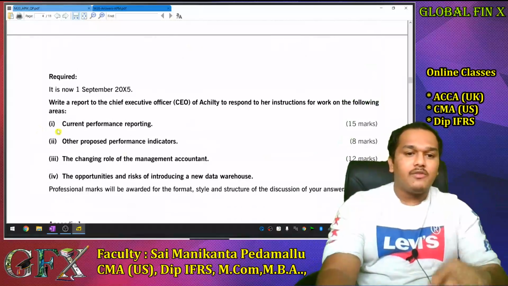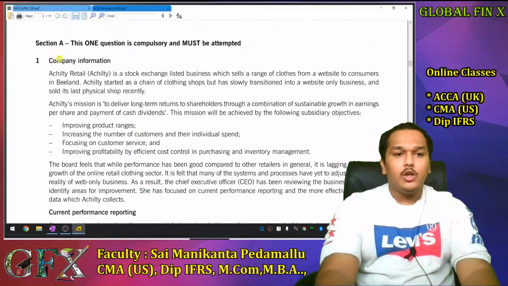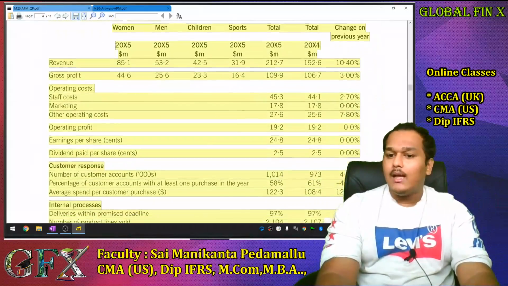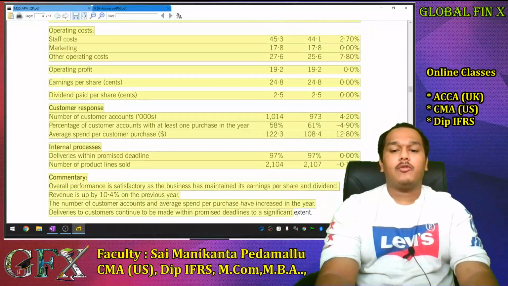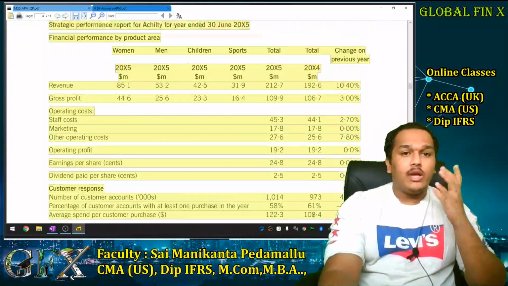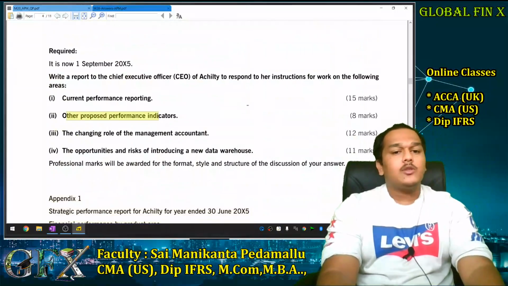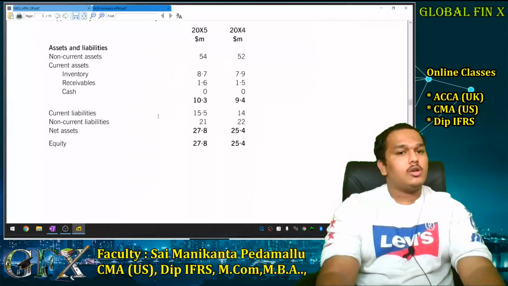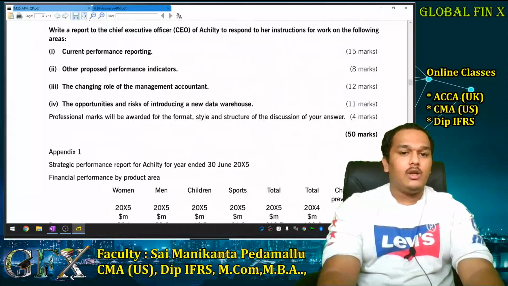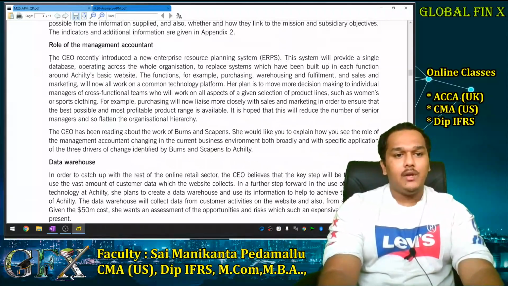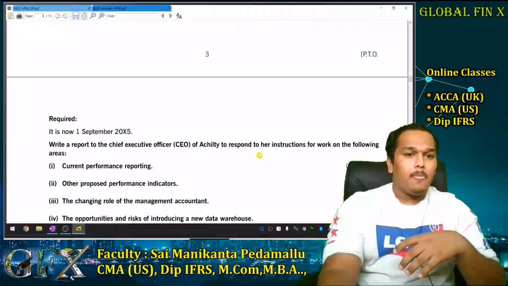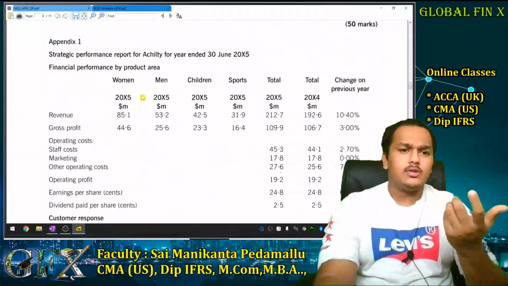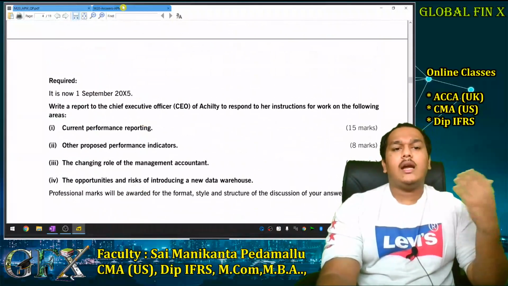So what you can do is, first, current performance reporting: immediately you go back and read this part of the question, then you come down and see appendix 1 relating to that, and then you start structuring your answer and present your answer relating to that first question. Then you can read what the other proposed performance indicators are. Then you go to appendix 2, see these are the other proposed indicators, and look into those aspects. Then next, the change of role of the management accountant, you can see this paragraph and comment upon that. And similarly, the data warehouse: you can read this and suggest whether it is actually appropriate for them to introduce it, what the associated risks are, and what the advantages are.